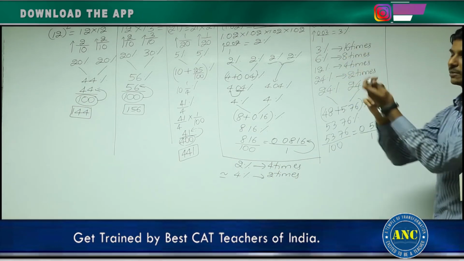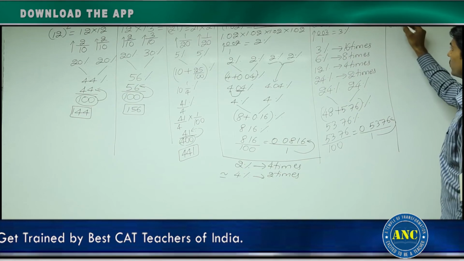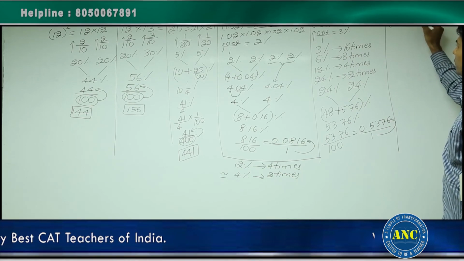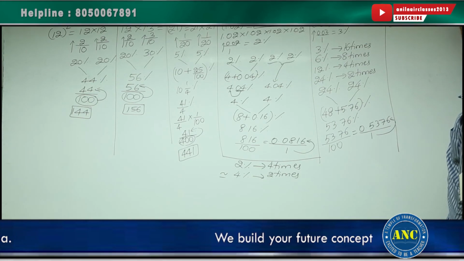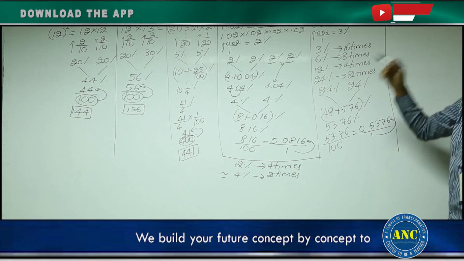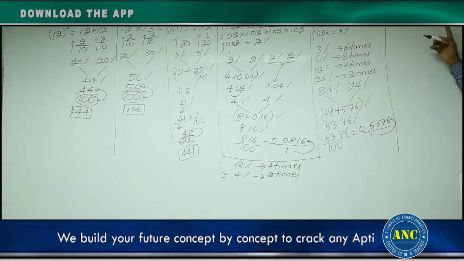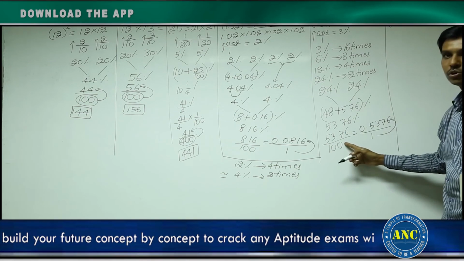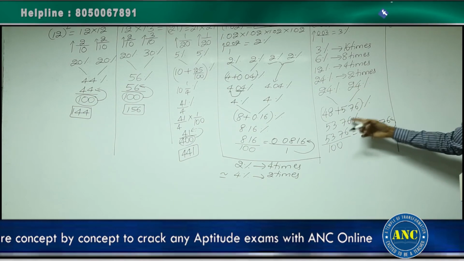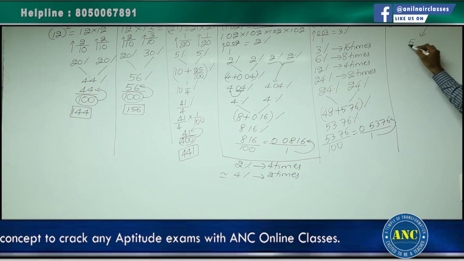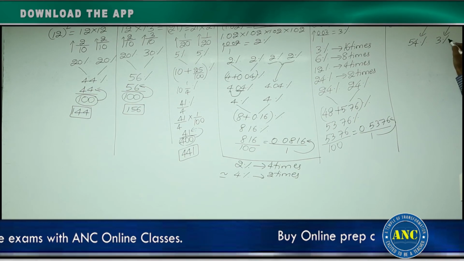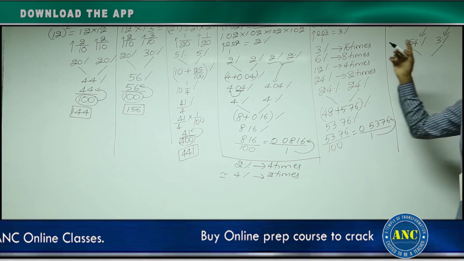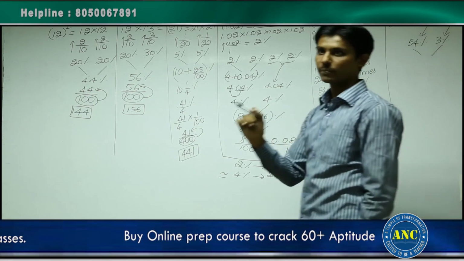What if the power is an odd number? Same approach, see here. Suppose if it is 1.03 power 17, I can write it as 1.03 power 16 into 1.03 power 1, right? 1.03 power 16. Use the same approach. You will get it as 53.76%, approximately 54%. 1.03 is nothing but 3%. Again apply successive percentage, you will get the value. Clear with the approach?